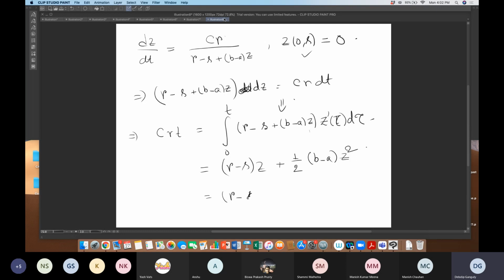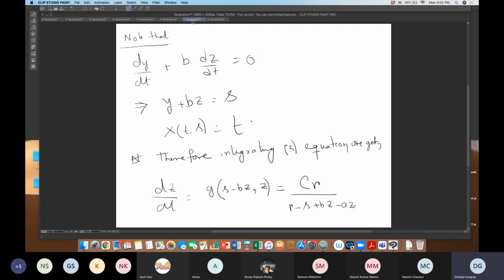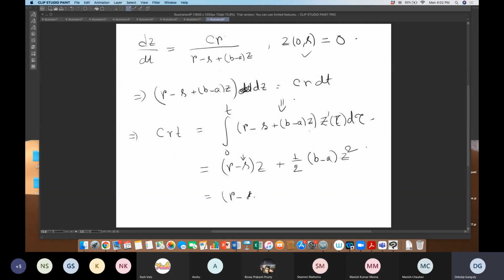R minus s z. Just a minute, I have to substitute this s. S was y plus bz, y plus bz, right? Yes or no? Yes, sir.